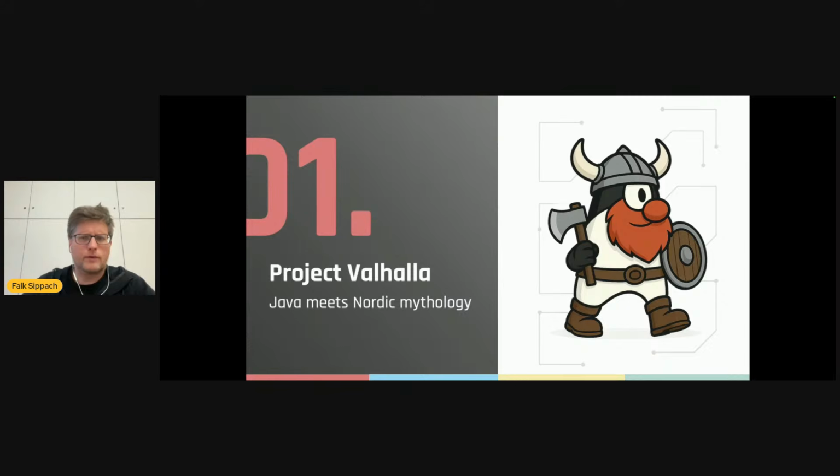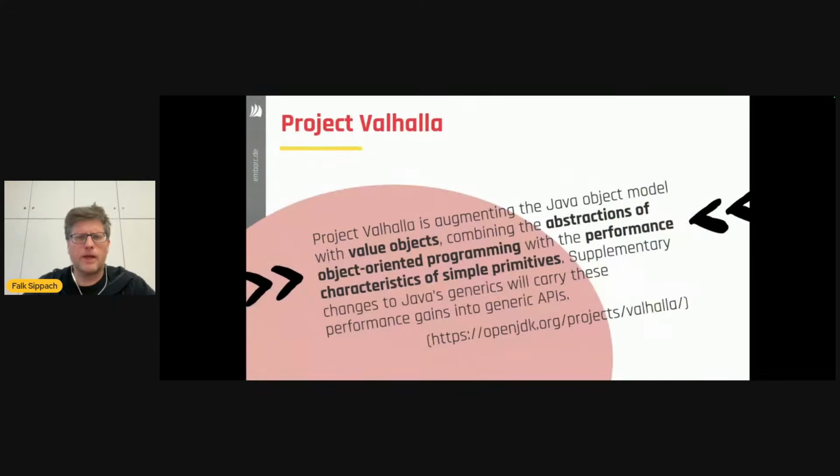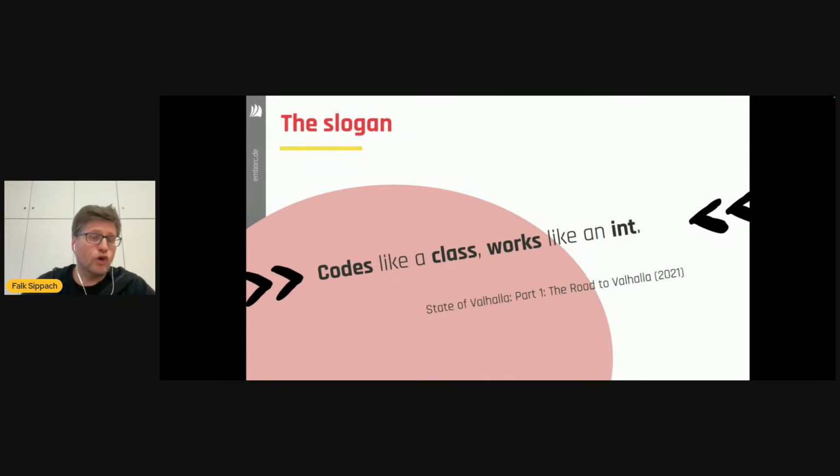Let's start with the project web page, where they have a kind of slogan. They say they want to combine the abstractions of object-oriented programming with the performance characteristics of simple primitives. And in short, I think that's the best-known sentence in Project Valhalla: codes like a class, works like an int. So you can define your own classes, but they are as efficient as a primitive int, for example.